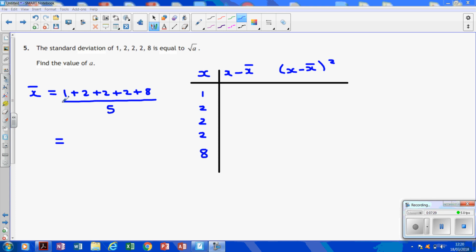Right, so x bar is your mean. Add up all of the numbers and then divide by 5. So 8 and 2 is 10, 12, 14, 15. So that's 15 divided by 5. So the mean is equal to 3.